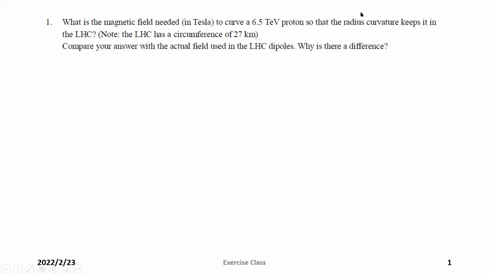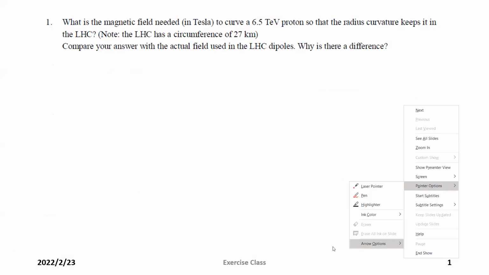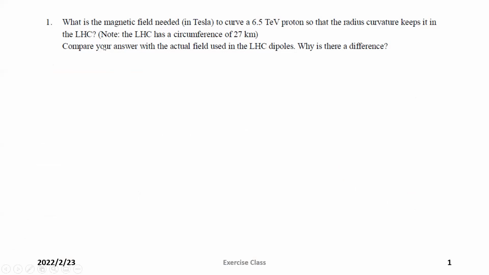Okay, so these exercise questions are basically related to accelerators and detectors. For the first question, we are asked to find the magnetic field, which is needed to curve a 6.5 TeV photon so that it can keep moving in a circular orbit.